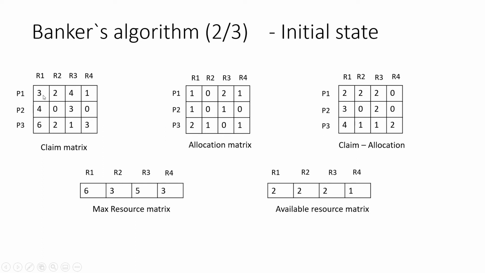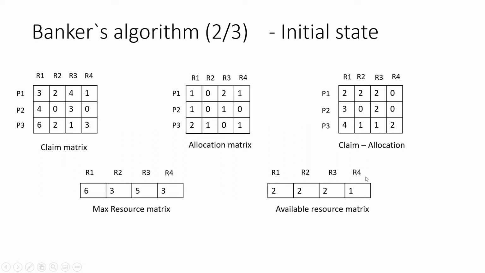For example, since process 1 requires three resources of type 1, and initially we already have one resource being held by the process, we need two more. And similarly we fill in the other ones. So 2 minus 0 is 2, 4 minus 2 is 2, 1 minus 1 is 0, and that's how we fill the rest of these boxes. The max resource matrix is basically the total number of resources available in the system at the start, and the available resource matrix is the total number of resources currently available.